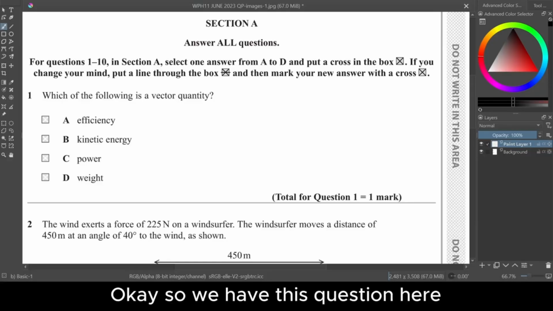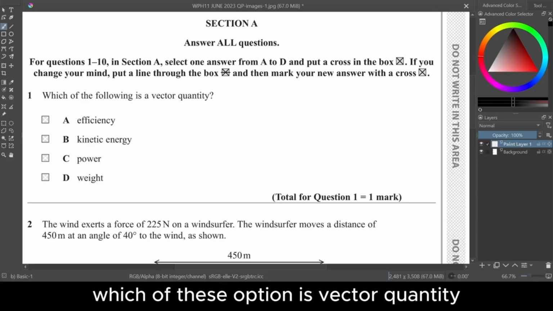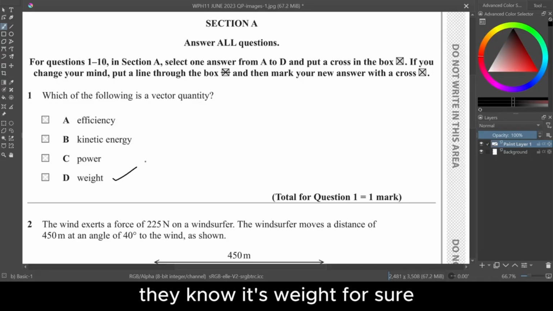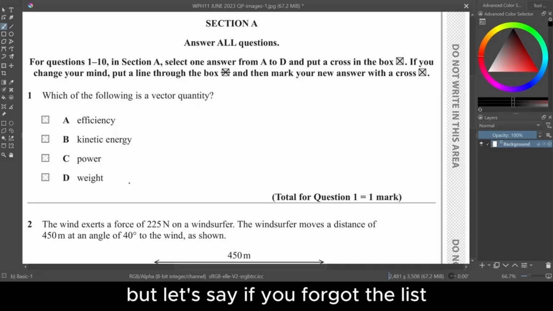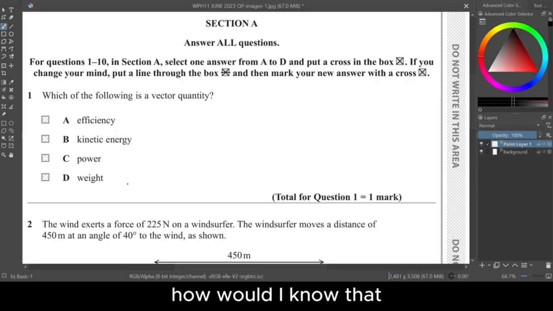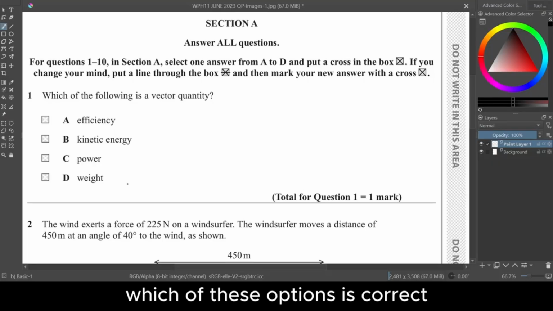Okay, so we have this question here. It is asking us which of these options is a vector quantity. Now, for those of us who have learned the list by heart, they know it's weight for sure. But let's say you forgot the list, or you haven't learned the list, how would I know which of these options is correct?